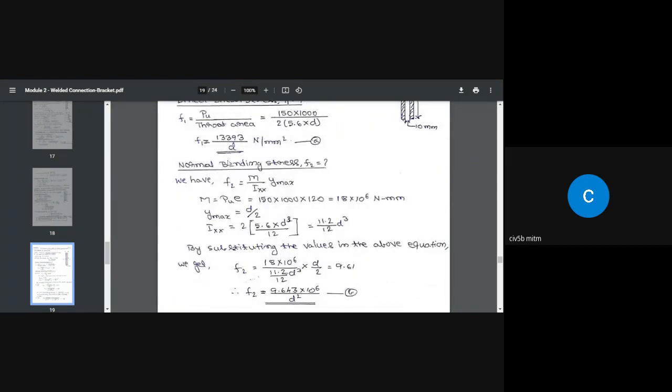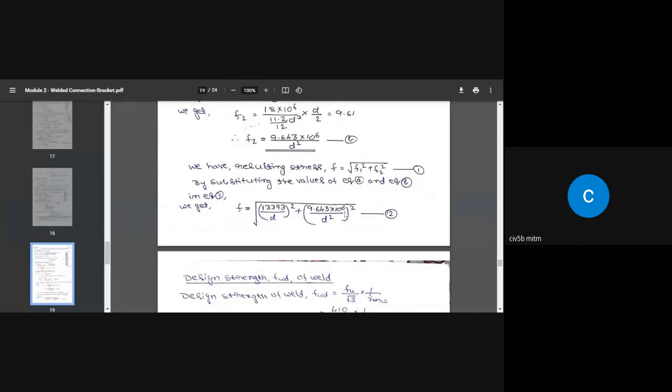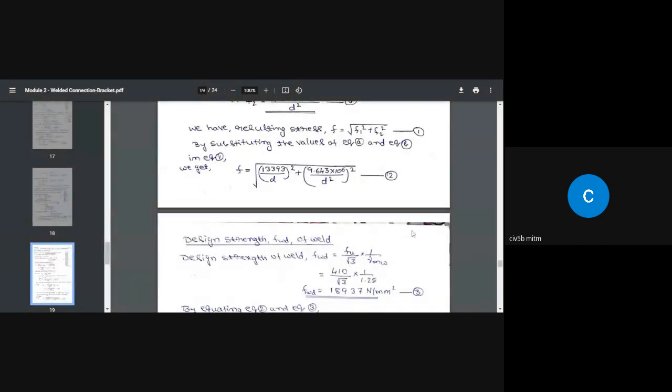See, look here, F1 is this, F2 is in terms of D square. Then we have this formula, resulting stress F equal to square root of F1 square plus F2 square. Okay, so substitute the values, call that as equation 2. Now find out what is the design strength of the weld. Design strength of the weld is FWD, that is equal to 189.37 Newton per millimeter square. So equate equation 2 with equation 3.